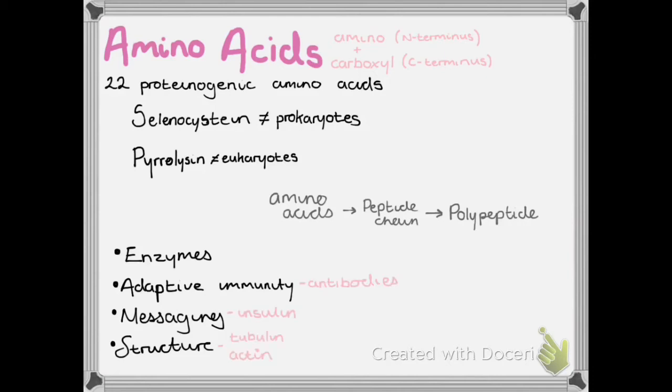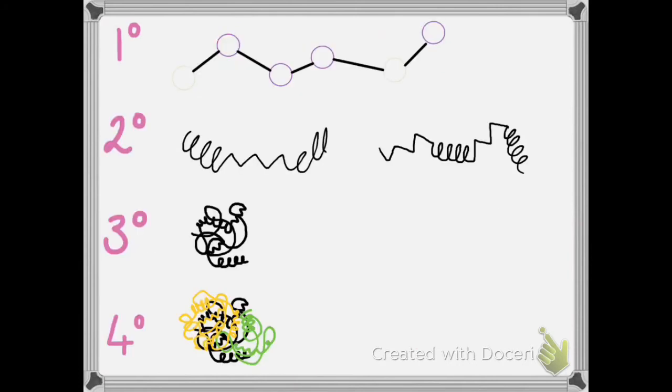And there are some which are coded for just by prokaryotes and some which are coded for just by eukaryotes. It can result in multiple different types of responses and functions, such as enzymes, adaptive immunity, messaging and structure. Your amino acids are condensed together to form a peptide bond, which makes them into a long chain of amino acids. This is called the primary structure of a protein. It's the number and sequence of amino acids.